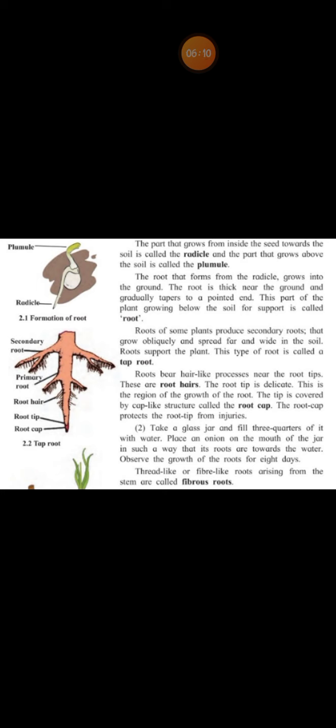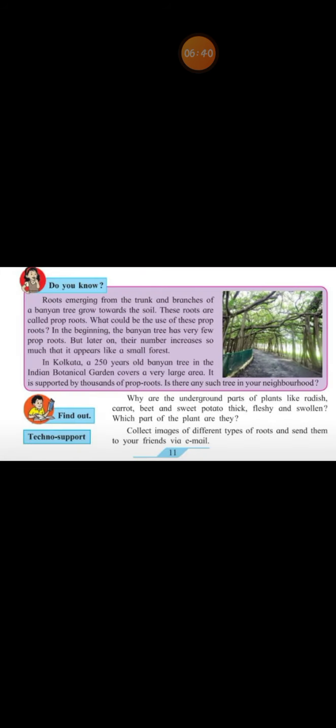Take a glass jar and fill 3/4 of it with water. Place an onion on the mouth of the jar in such a way that the roots are towards the water, and observe the growth of the roots for 8 days. What you will observe is that thread-like or fiber-like roots arise from the stem, and these are called fibrous roots. Fine, children? Yes.